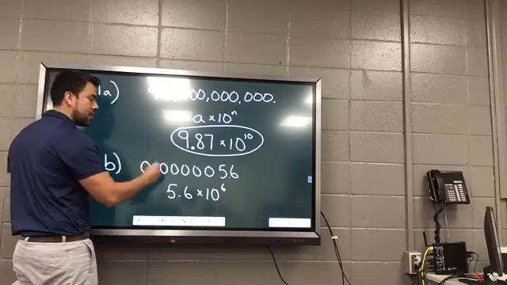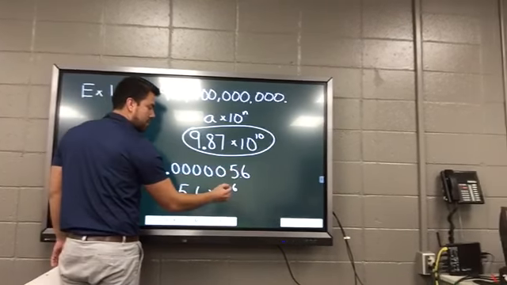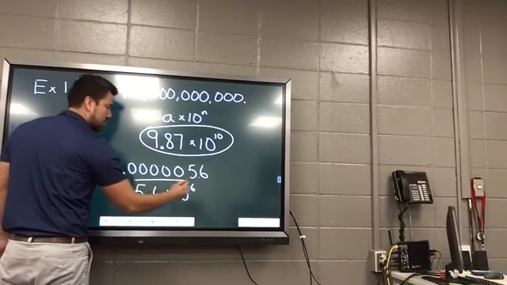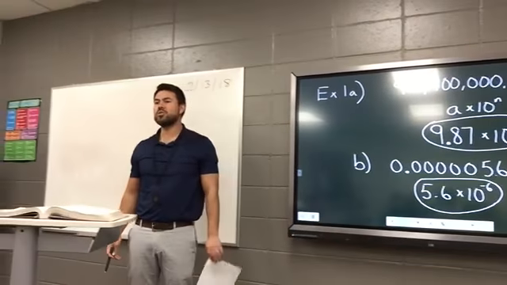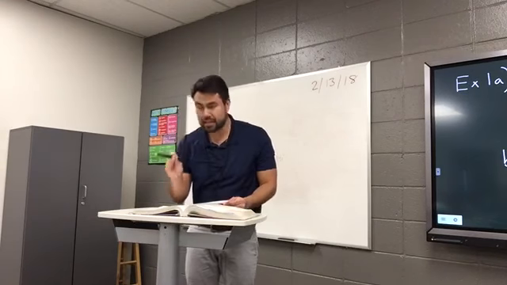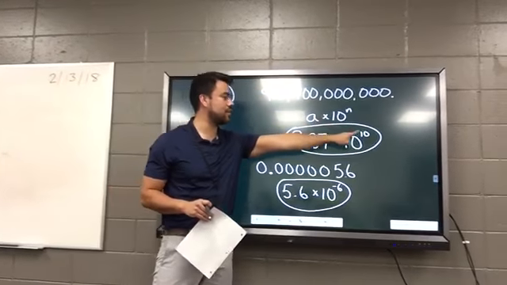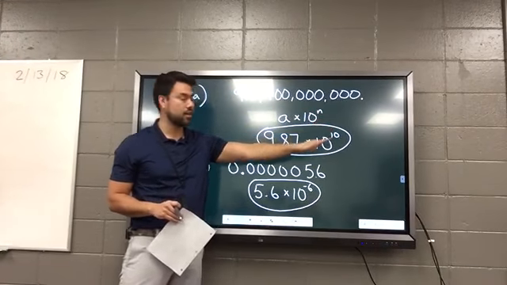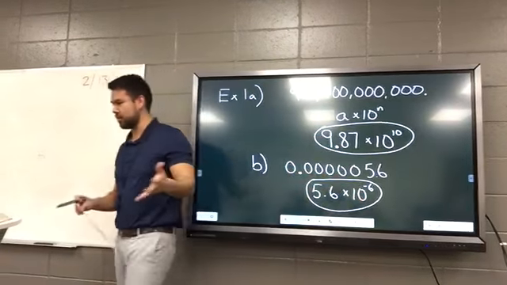Now, was this a very big number or a very small number to start with? Small number. It's a negative exponent. Small numbers have what kind of exponents in scientific notation? Negative. Always. So if you're like, I started with a big number, how do I have a negative exponent? You did something wrong. I had a really small number, but I have a positive exponent. You did something wrong. So be careful with that.